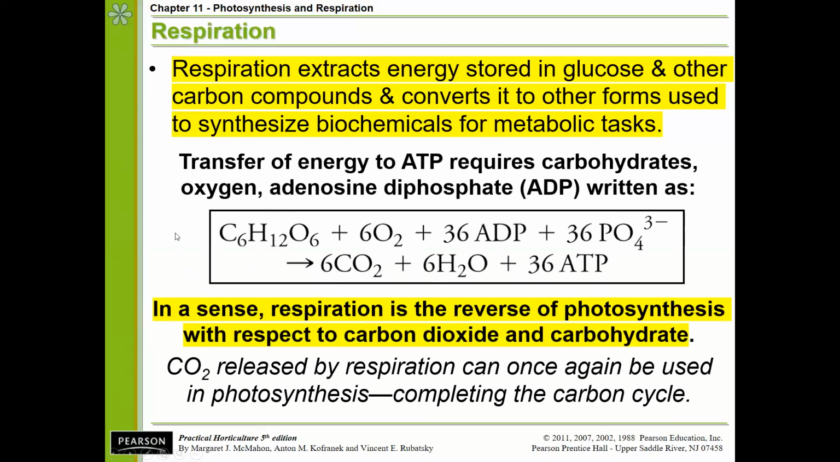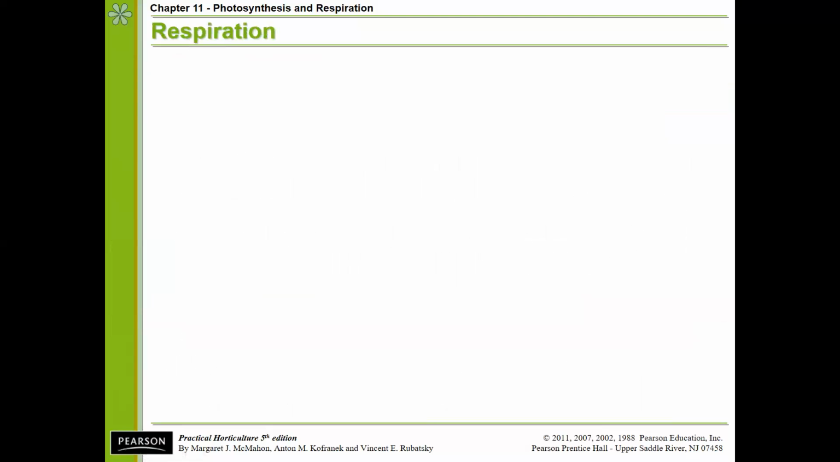ATP. So really, respiration in a way is the reverse of photosynthesis, at least when we're looking at carbon dioxide and carbohydrate being produced and released. Carbon dioxide is released by respiration and then can once again be used in photosynthesis, which completes the carbon cycle both in the plant and really across the ecosystem.